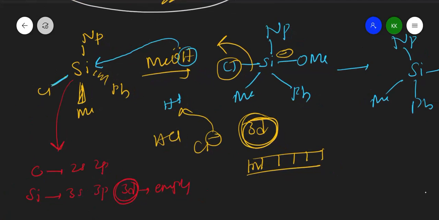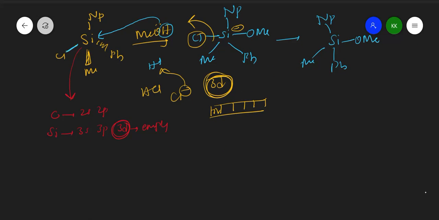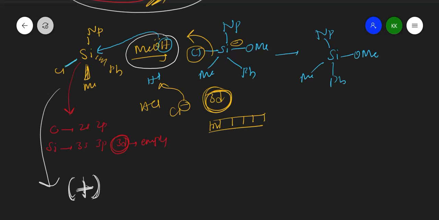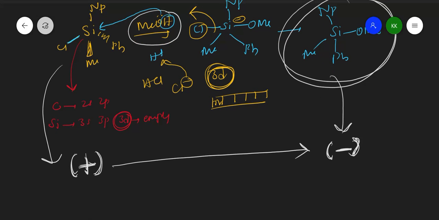If you see, initially this compound is optically active because all attached groups are different, and it rotated the plane polarized light to the right, dextrorotatory, so plus. But later, after methanol reacted with it, we got this compound, which I am circling, and they checked its stereochemistry. It rotated the plane polarized light to the left, levorotatory, minus sign. So from plus to minus it is converting. That is nothing but inversion. Inversion in stereochemistry is happening, from plus to minus.